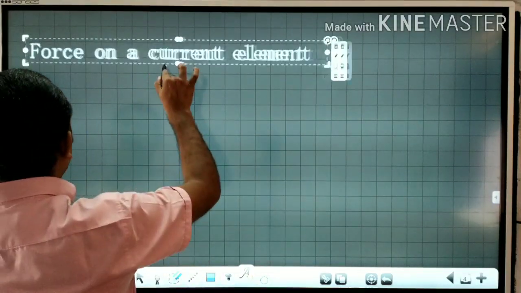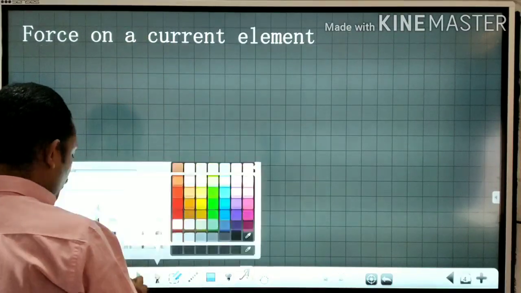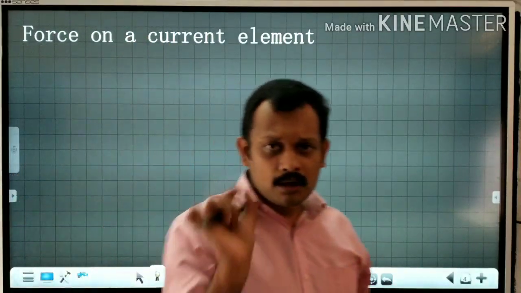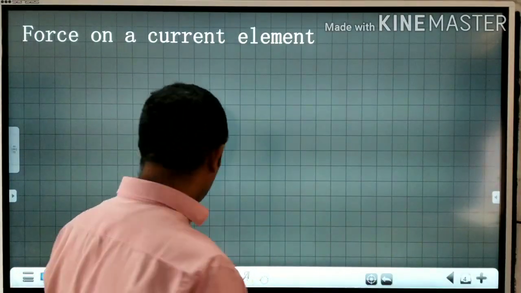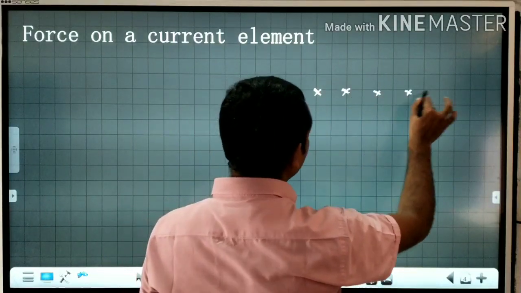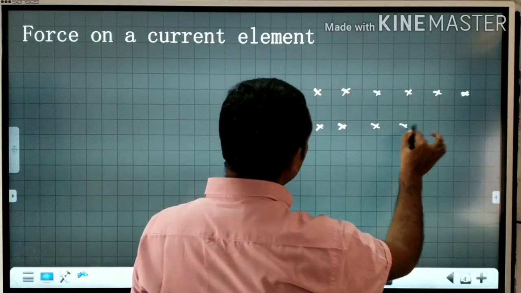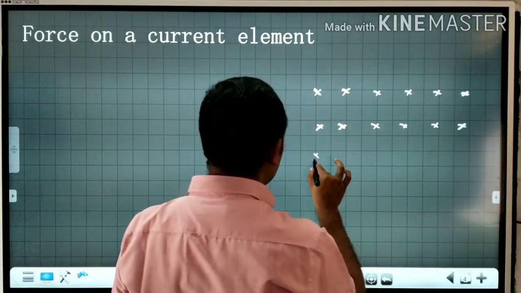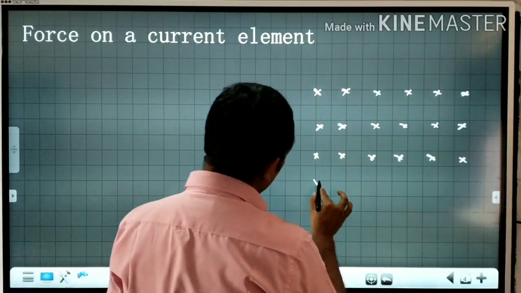Force on a current element. Force on a current element. Current element is a new word for you that I will explain in my class. Just wait for some time. Let me consider a uniform magnetic field that is directed into the plane of paper. This represents a uniform magnetic field directed into the plane of the paper.